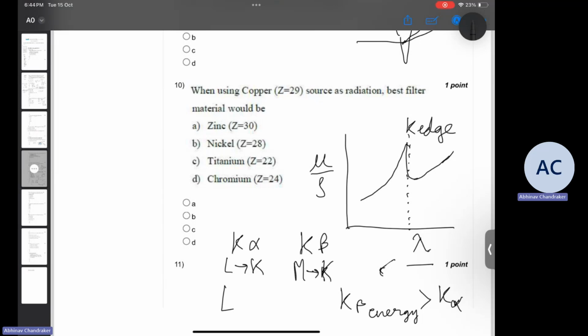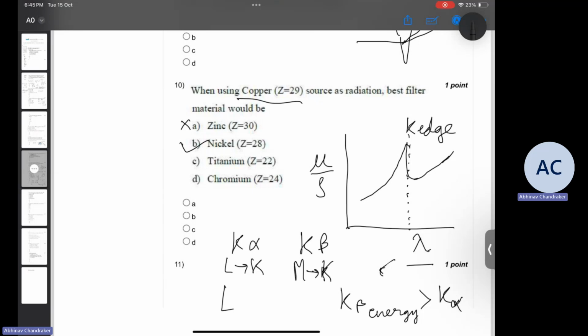And as a result, if we want to remove K beta from the copper source radiation, then what we can do is we can put a filter material which will be able to absorb the energy from K beta, but it will not absorb K alpha X-rays. And this can be done by usually using an element which has atomic number 1 or 2 less than the one which was used as the source. So here, if it is copper, we can use something which has 1 or 2 less atomic number. For example, nickel can be used while zinc cannot be used.